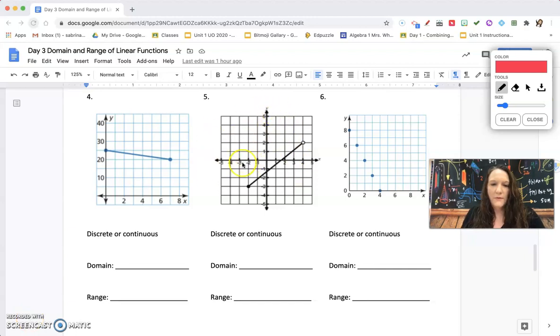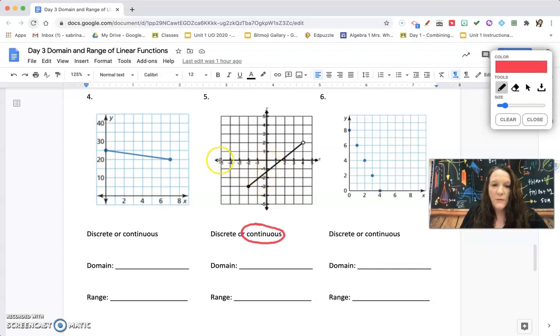Okay, let's look at number 5. Again, discrete or continuous. We have a connected graph here. It's connected, so this is continuous. All right, domain and range. We do have endpoints, open and closed, but we do have endpoints, no arrows, and it is continuous. So that means you're going to have two boundaries. It's going to be between two numbers.